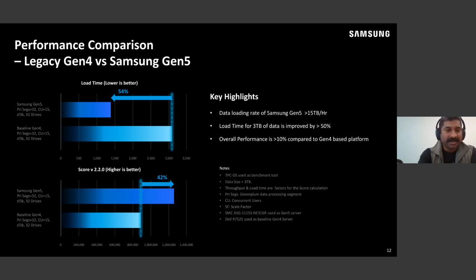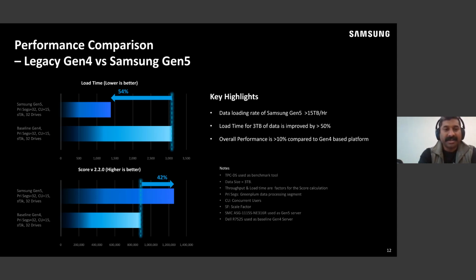And what we have observed, with exactly the same configuration between the baseline Gen 4 machine and the recommended Gen 5 machine, is that the load time just reduces to half. As you can see in the graph, it's 54%, so with Gen 5, you get 54% better loading time.